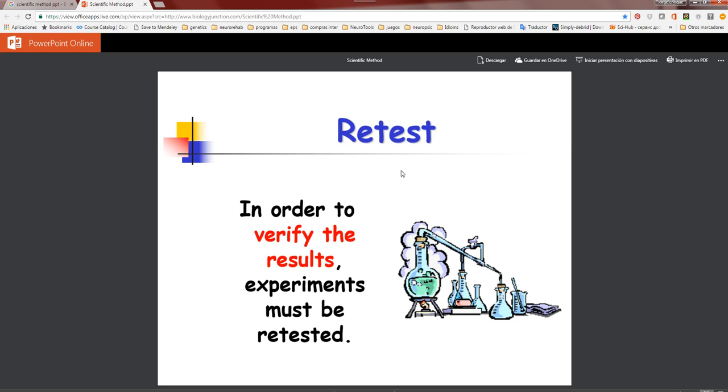The retest, as I was telling you, is in order to verify the results. Every experiment to be valid has to be retestable. It means that you must be able to make several repeats and obtain similar or the same results. And also, if another person wants to make your experiment once again, it also has to be repeatable.